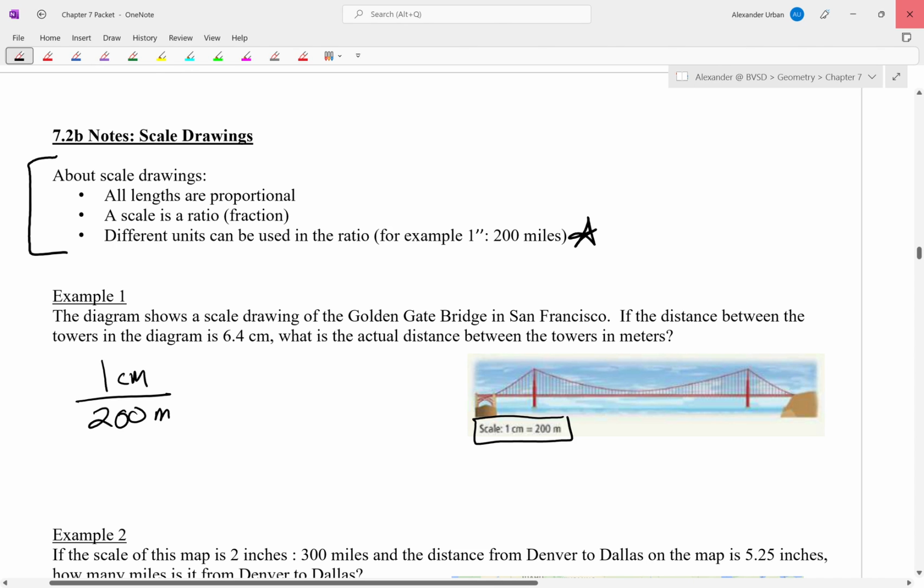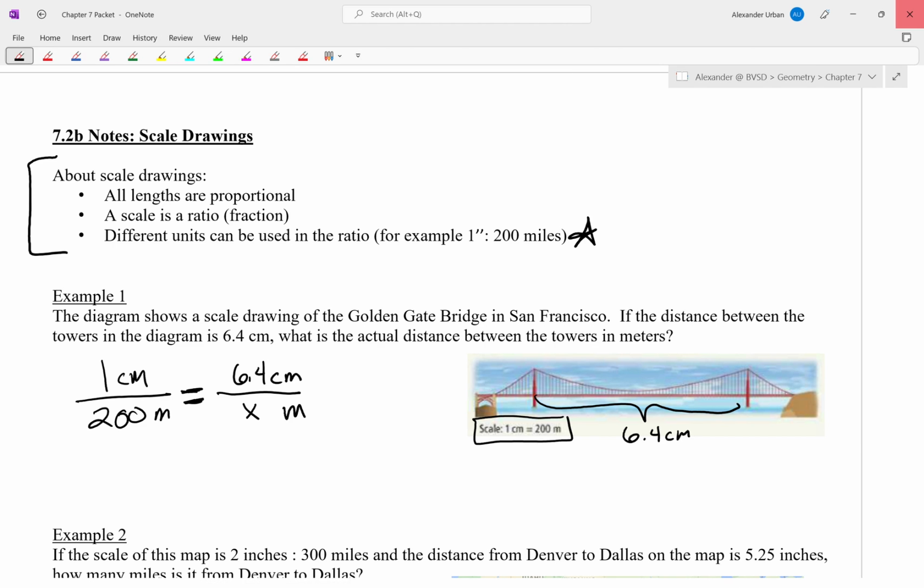Now, the distance between the towers in the diagram is 6.4. So I'm going to modify this. I'm going to put in 6.4 centimeters. And we need to set up a proportion that follows the same ratio. So we have centimeters over meters. So meters are unknown. But we do have 6.4 centimeters. So we're going to be able to judge between the distance and change this from centimeters into meters. So let's do that.